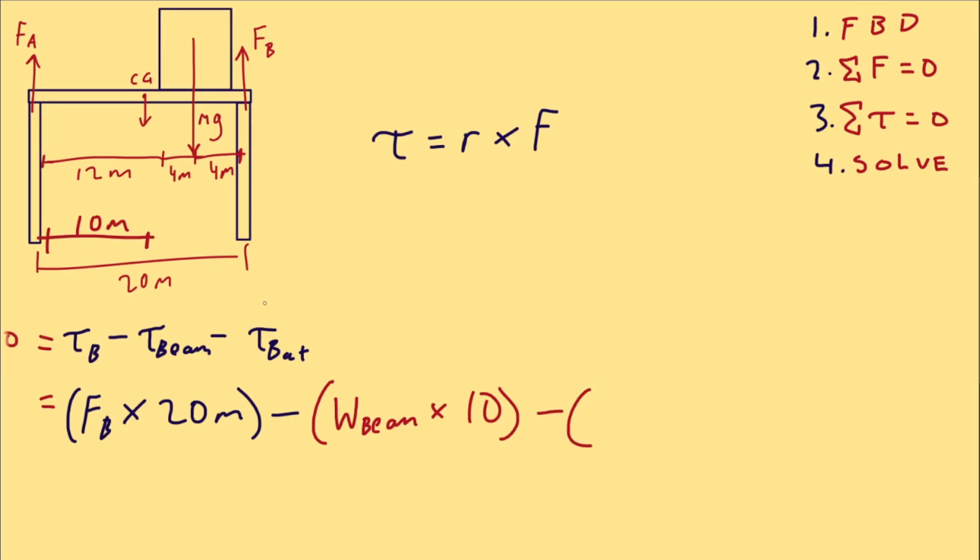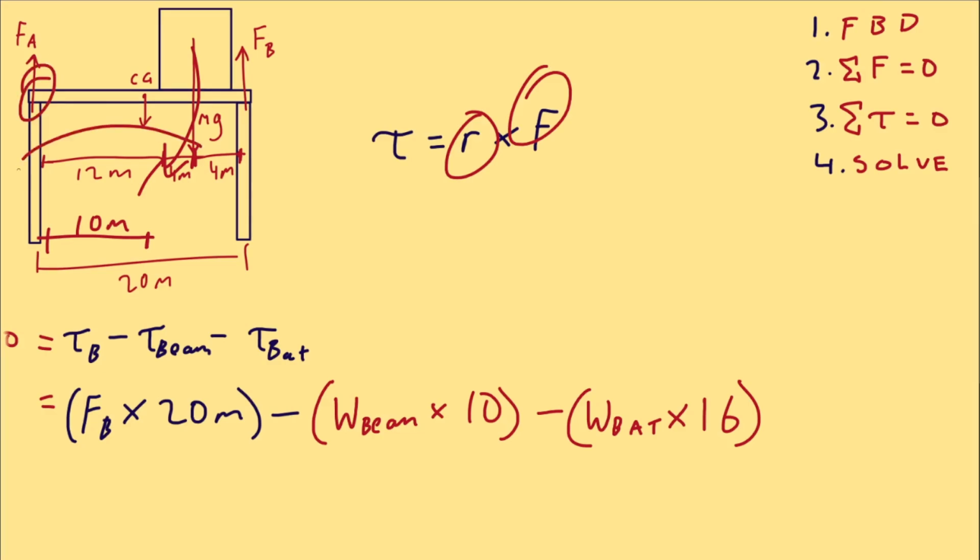Minus the final torque, which is the torque of the battery. And the torque being applied by the battery is the weight of the battery multiplied by the lever arm, which is 16 meters away. Since from the center of the battery to the axis, 16 meters.